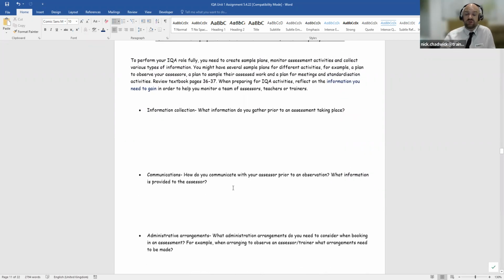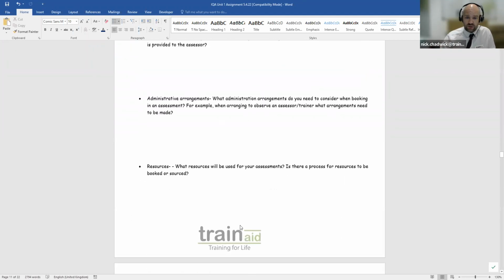Communication: how do you communicate with your assessor prior to booking in an observation? What information is provided to the assessor? For this section, think about when you are preparing to sample an assessor. What are all the key considerations and what are you going to do? What information are you going to gather as well?